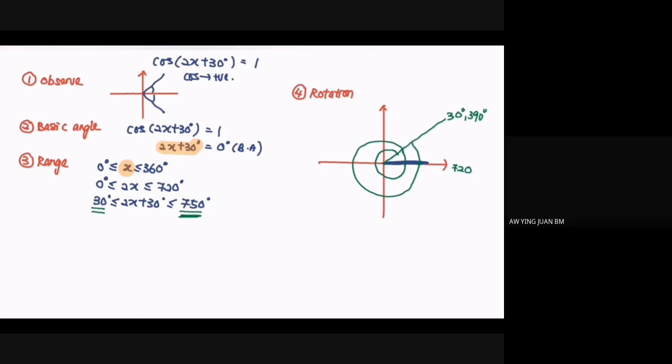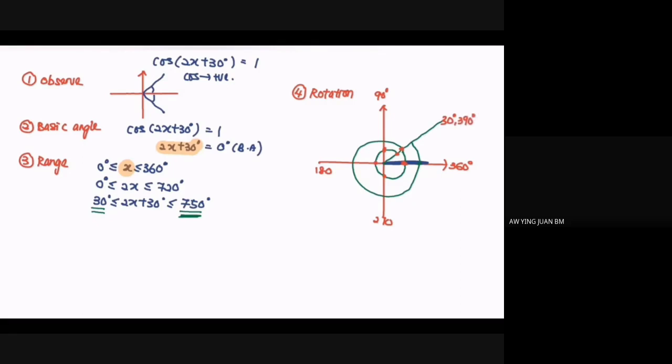So let me redo or clear up the situation. So let us begin here. So here actually is 30 degree. Here would be 90 degree. This part would be 180. Here we will have 270. Here we will have 360.